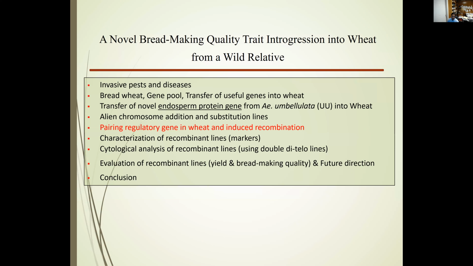And then once you transfer the gene, you need to characterize the recombinant line to see how much alien segment transferred. We always know it carries the deleterious gene, and we don't want that in our cultivated crop background. Then you do the cytological analysis using the diagnostic lines. I'll show the demonstration. And then we need to evaluate the recombinant lines and say some about the conclusion.